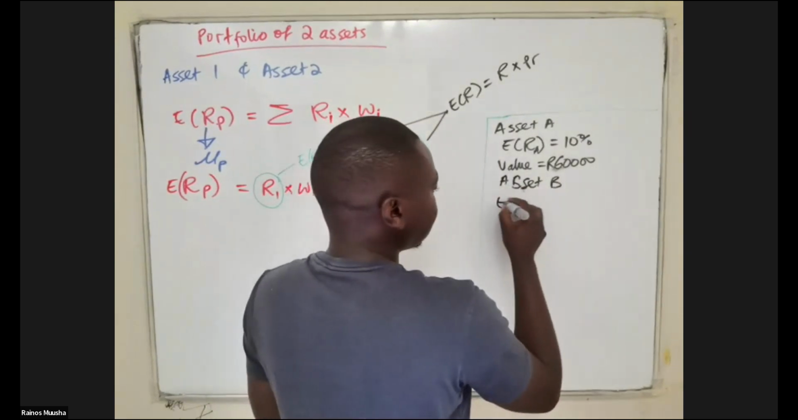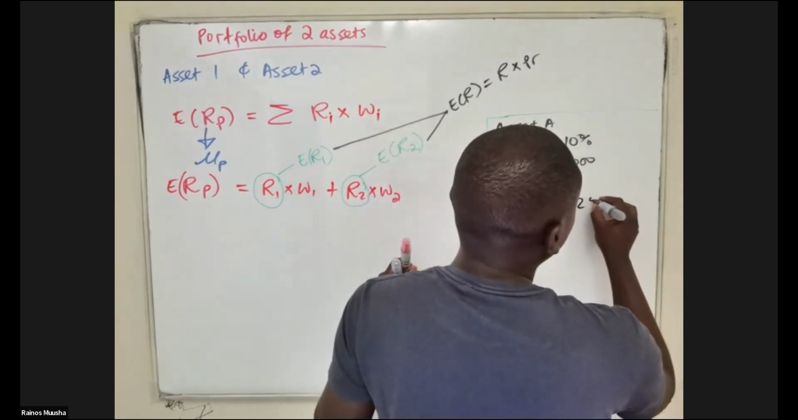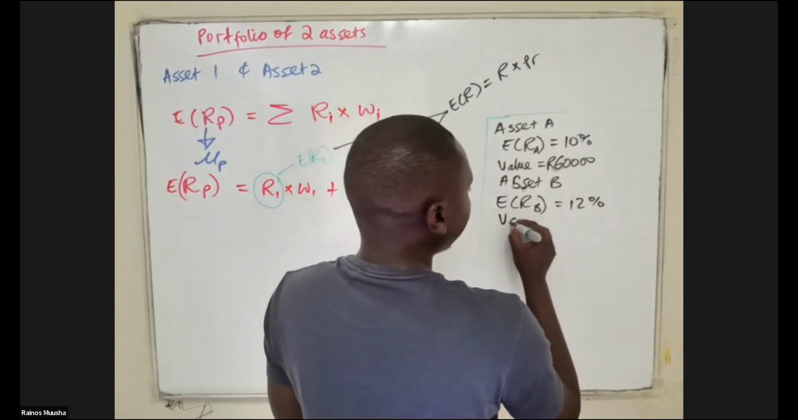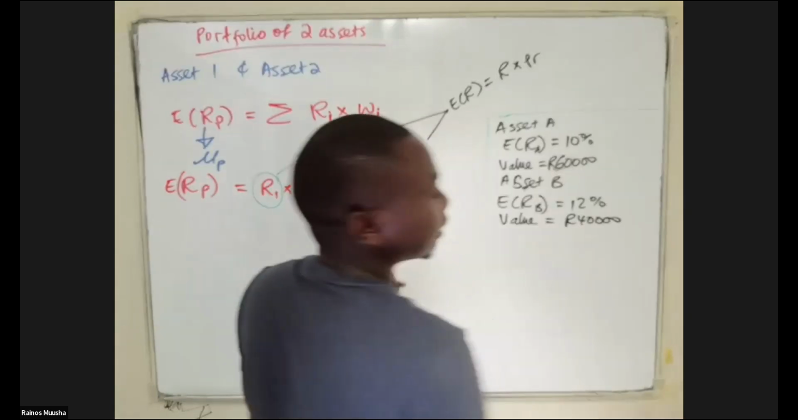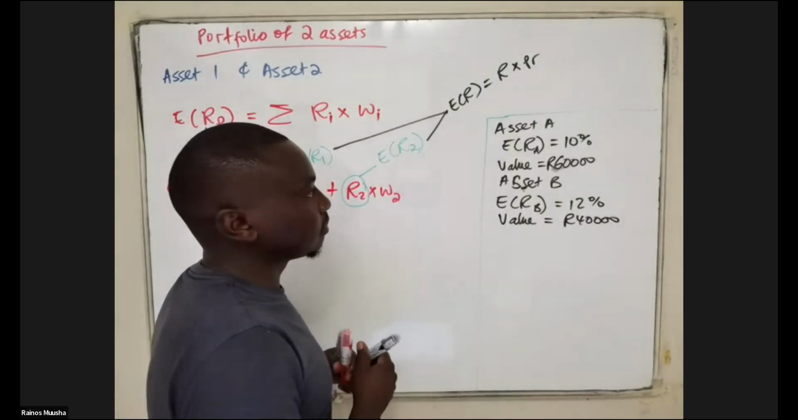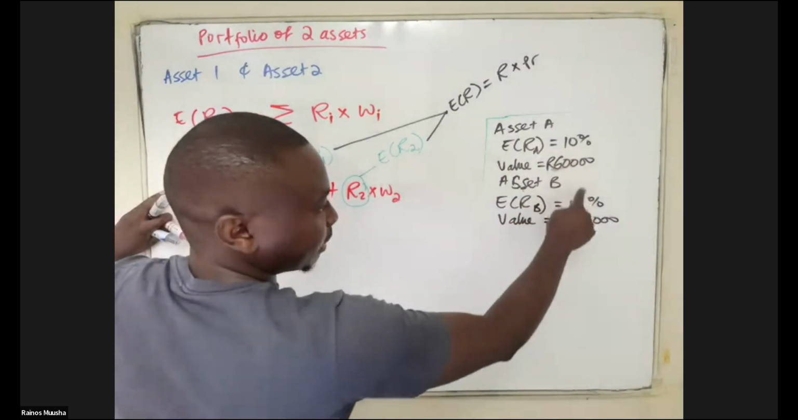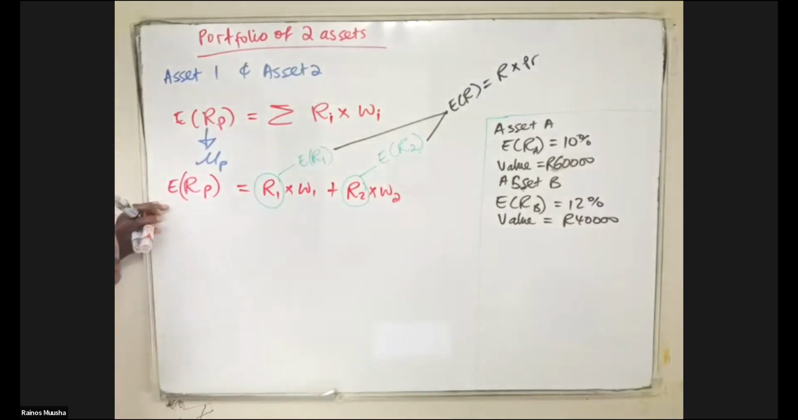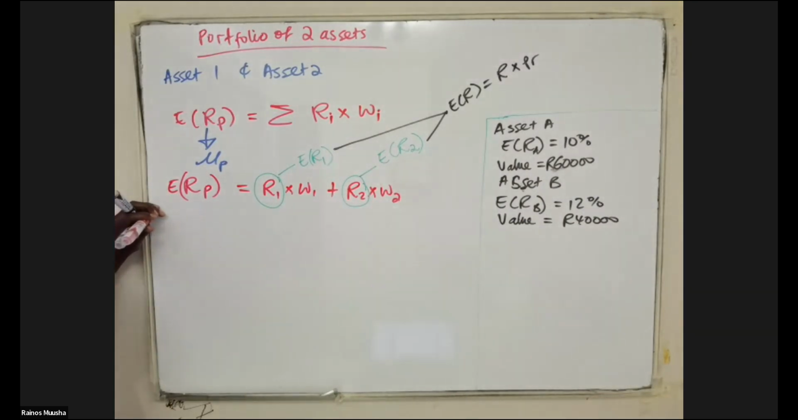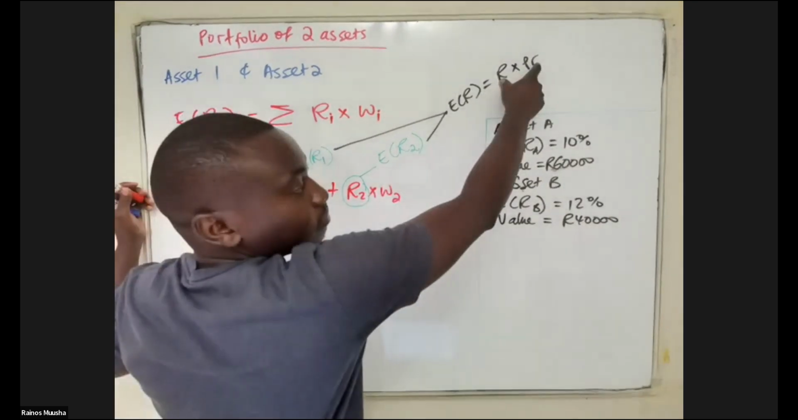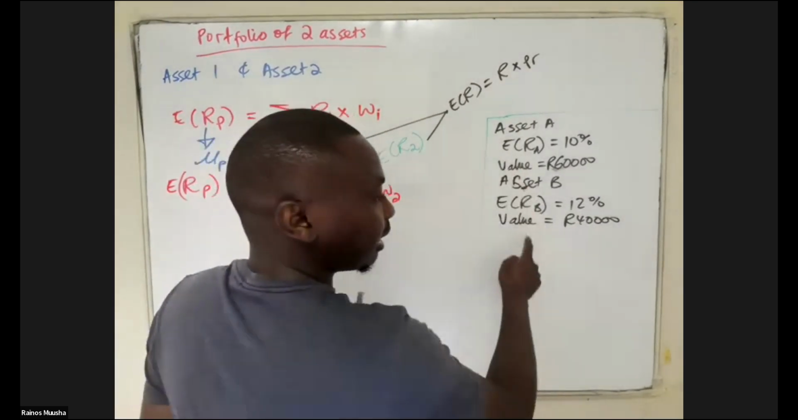For asset B, let's say you calculate the expected return of asset B, and you got the expected return being equal to, let's say, 12%. And then the value of your investment in asset B, let's say asset B is worth 40,000. So what do we see? To calculate the expected return of the portfolio, do you see that we have the expected returns given to us already? If they're not given to you, just like what we did when you're looking at the single asset, you can still calculate the expected return of the single asset using this method, right? So the expected returns are given, but what you're not given is the weight.